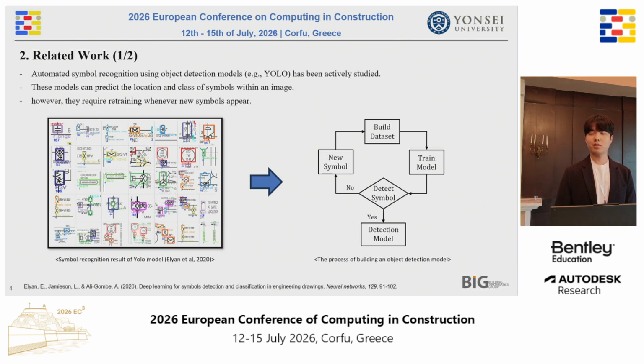These models can predict both the location and the class of the symbol. However, as this diagram shows, they require retraining whenever new symbols appear. So every new project means building a new dataset and retraining, which is a significant burden.